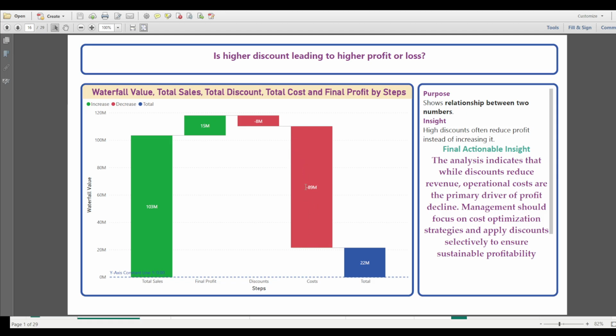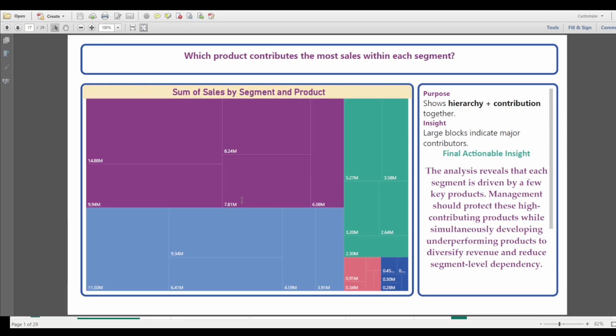Wherever it is negative, it is showing you in a red color. The cost is reduced by minus 89 million and the total is 22 million, which has actually been saved when we deduct it from this. So the waterfall shows whether higher discount leads to higher profit or loss. To show this, we have used a waterfall chart. So this you can use.